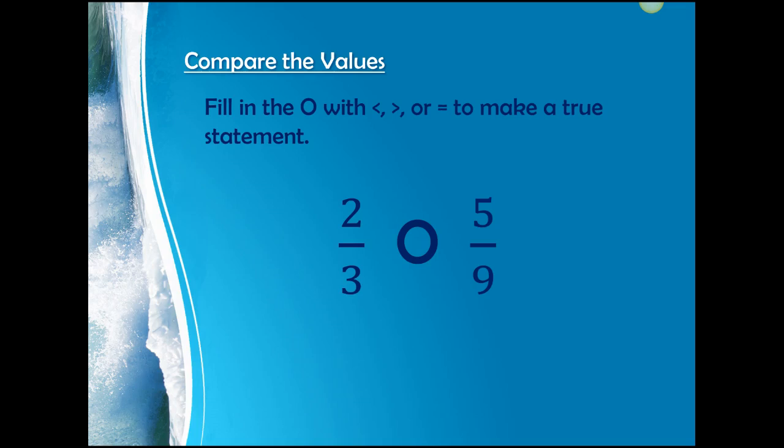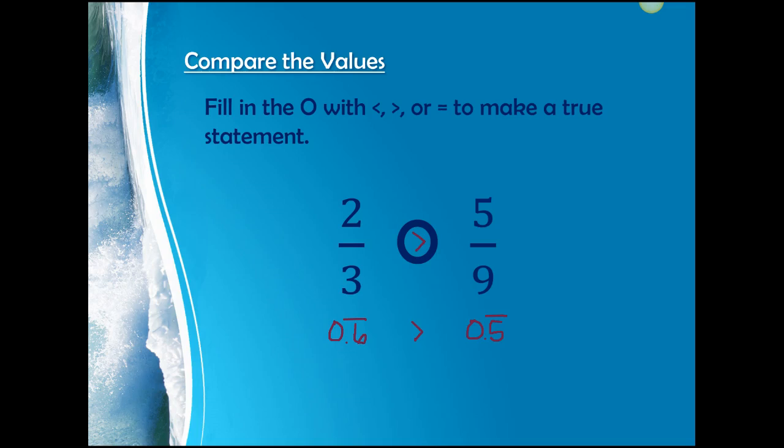So we can turn the fractions into decimals. 2 divided by 3 gives us 0.6 repeating. It goes on and on and on. And 5 divided by 9 is 0.5 repeating. Since 6 is greater than 5, 2/3 is greater than 5/9.